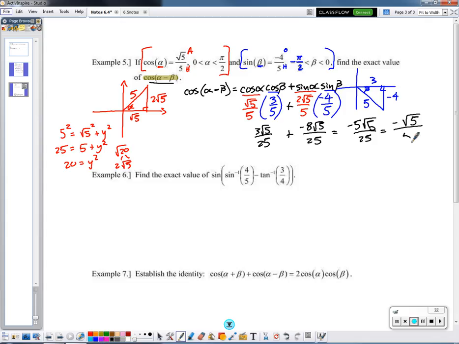So you see how this problem works. You start with the two individual angles, find their respective triangles in terms of alpha and beta, and then use the sum or difference formulas to find those individual function values.